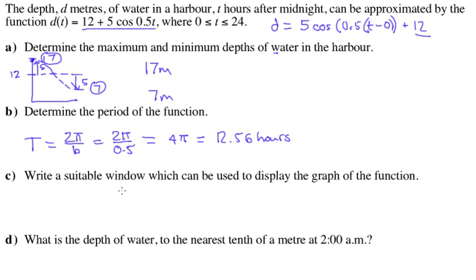Write a suitable window which can be used to display the graph of the function. If you're graphing this on your calculator, well, the period is 12.56 hours, so at the very least you want your x minimum to be 0 and your x max to be 12.56. Let's say that's your smallest reasonable window. You could make a case for going 0 up to 24 hours as well if you wanted to see what happens in an entire day, but I'd say 12.56 is your bare minimum.